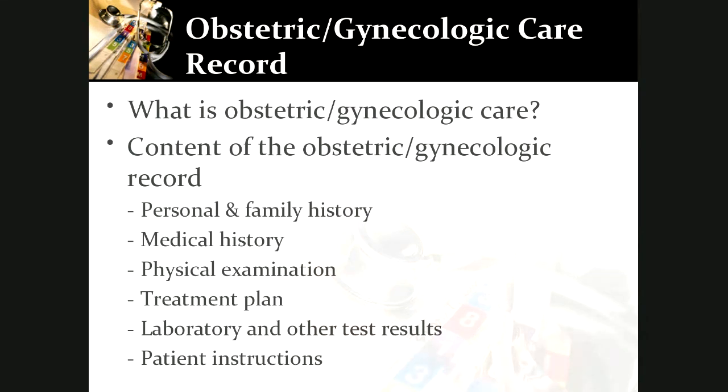It's going to have a personal and family history. It's going to have medical history of that patient. Then they'll have the physical examination. Then it's going to have a treatment plan. It's going to have any laboratory or other test results. For instance, if that lady has a pap smear, those results would be documented in the record. Any type of patient instructions would be in that record.